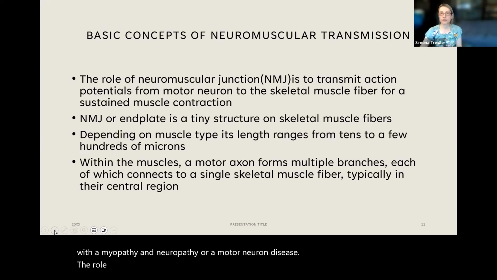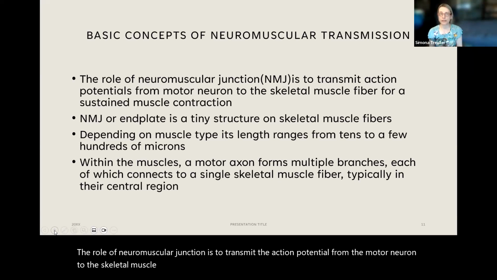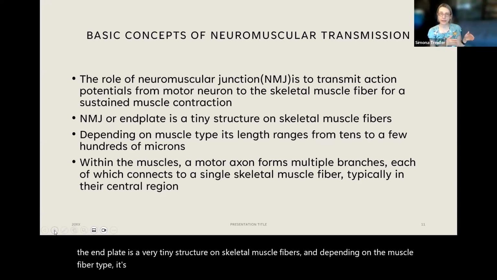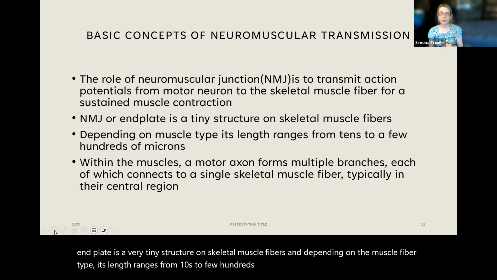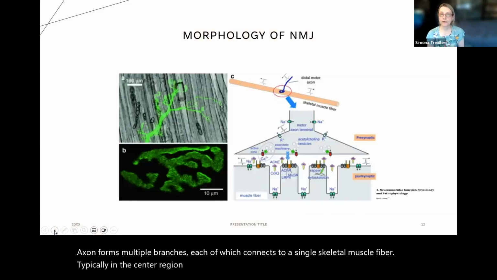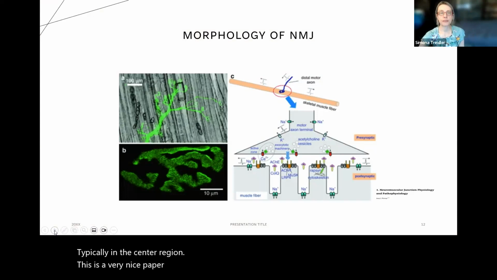The role of the neuromuscular junction is to transmit the action potential from the motor neuron to the skeletal muscle fiber for a sustained muscle contraction. The neuromuscular junction, or the end plate, is a very tiny structure on skeletal muscle fibers. Depending on the muscle fiber type, its length ranges from tens to a few hundreds of microns. Within the muscle, a motor axon forms multiple branches, each of which connects to a single skeletal muscle fiber, typically in the center region. This is a very nice paper that shows you the branches of the motor axon at the neuromuscular junction, the end plate.